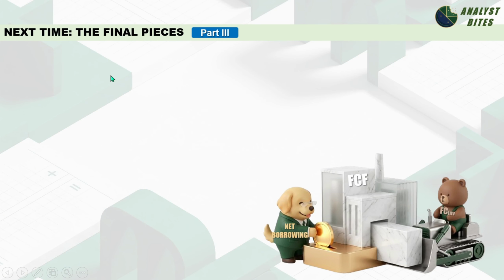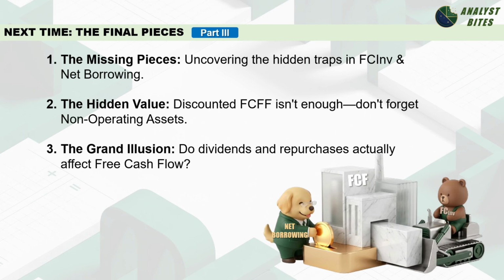That wraps up the entirety of part 2. In this video, we successfully cleared the two biggest minefields in the FCF formulas, NCC and working capital investment. Next up, we are heading into the final chapter of our FCF series, part 3. In the next video, we will put the last two puzzle pieces in place: fixed capital investment and net borrowing. Once we cover those, your entire FCF framework will be 100% complete.